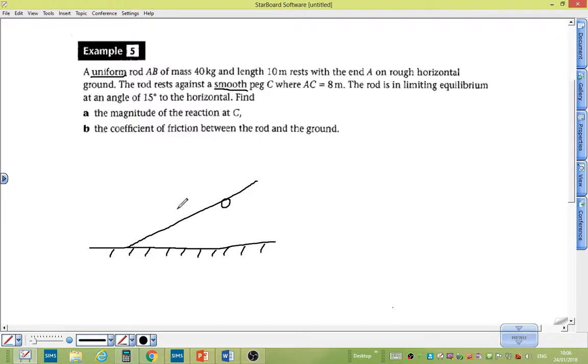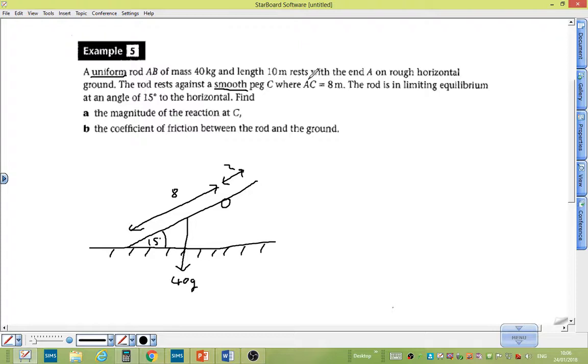That distance there is 8. From here to here is 8, leaving this distance from here to here as 2. It's a uniform rod, so right in the middle here is your 40 kilograms, which is 40g, and the angle of inclination is 15 degrees. Okay, and it's in limiting equilibrium.